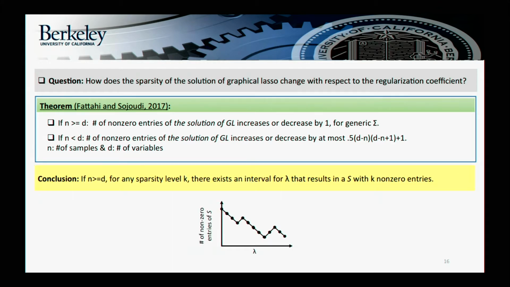That means that if the number of samples is larger than or equal to the number of variables, then for any sparsity level k, there exists an interval for the regularization parameter lambda that results in a solution S with exactly k non-zero entries. So this is one example where we see that by increasing lambda, we are increasing or decreasing the level of sparsity of solution S by at most 1.